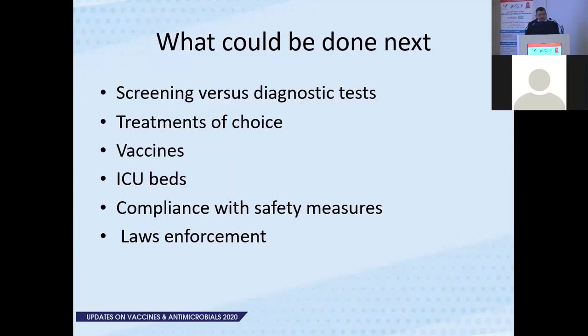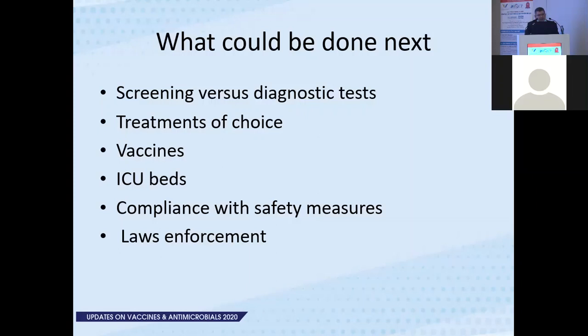Screening versus diagnostic tests. I personally believe, as a scientific opinion, that we need to consider antibody testing, especially now. At the start of this pandemic, we were looking at PCR because no antibody testing had been developed, but then some low quality tests were developed, and now we have highly sensitive antibody tests that could be done.